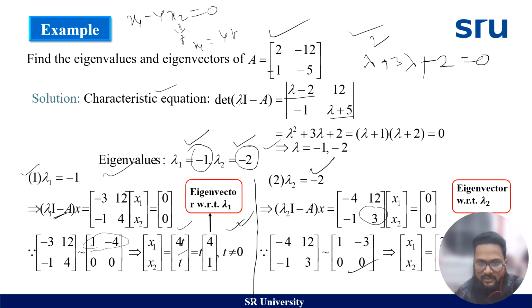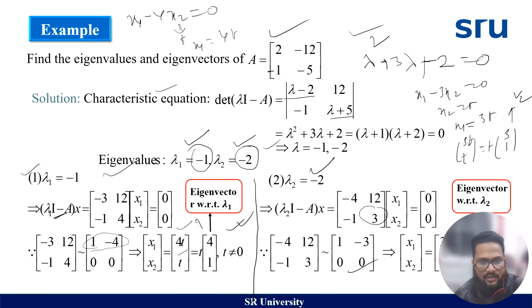So you are getting x1 minus 3 x2 equal to 0. Ultimately, if x2 is t, x1 is 3t. So the eigenvector will be 3t, and t can be taken common, so (3, 1). Suppose this is v1 and v2 is the eigenvector (3, 1) or (6, 2), like that, depending on t; you can take any t. So this is the eigenvector of the matrix corresponding to the eigenvalue lambda 2, which is minus 2.